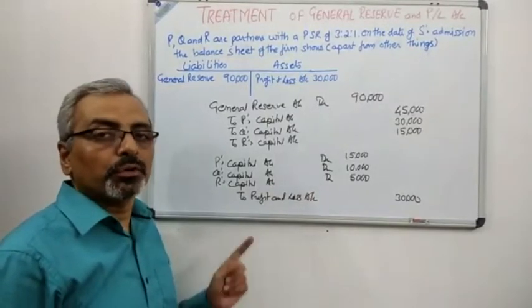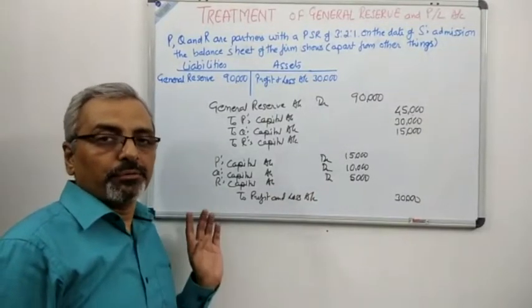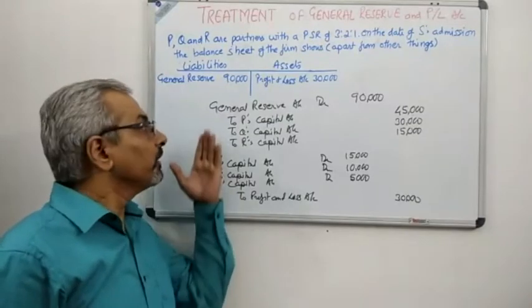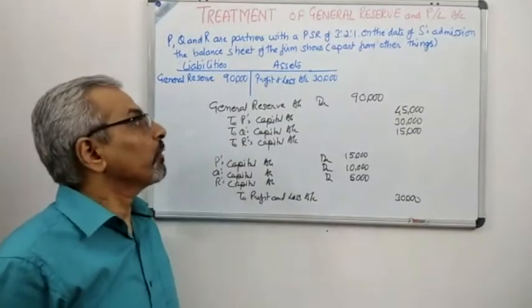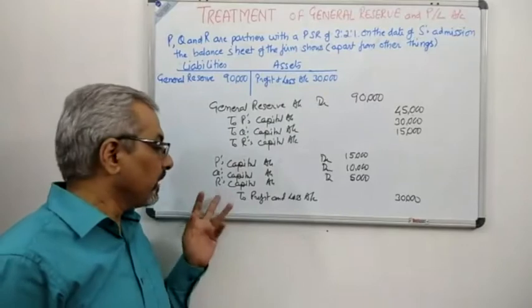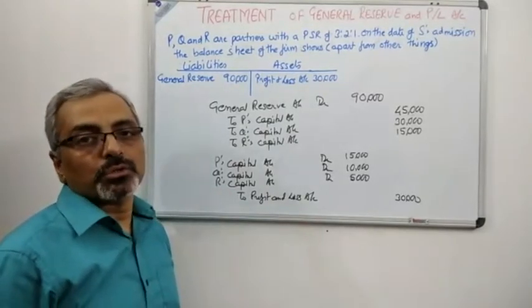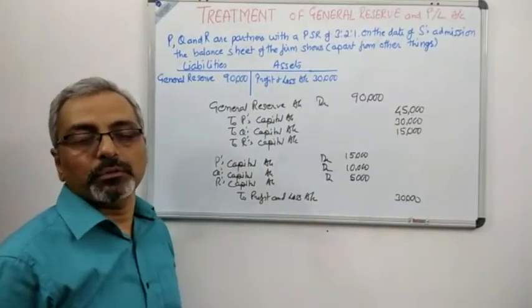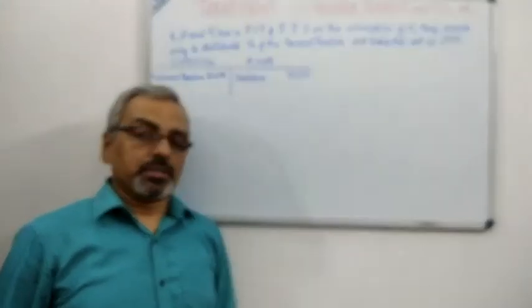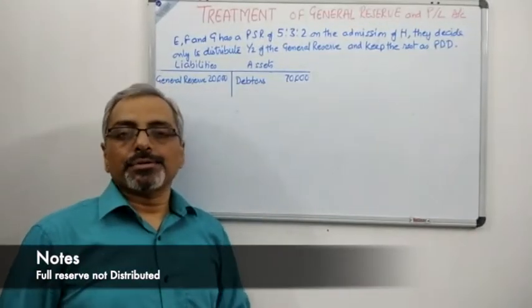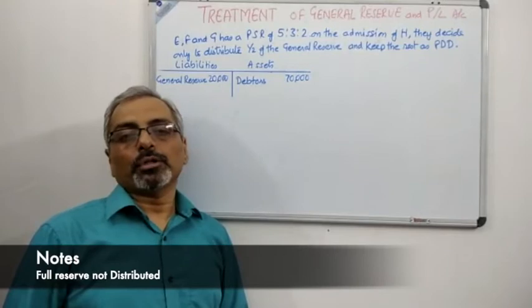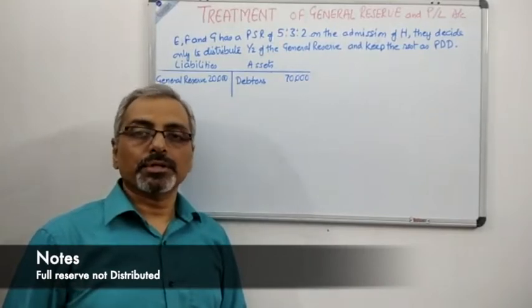So these are the two treatments which we have done. General reserve is on the liability side, therefore it has been debited, and the profit and loss account is on the asset side, therefore it has been credited to negate the impact of both. Now let us take a case where the entire general reserve will not be distributed among the partners, because in this question it is saying so.